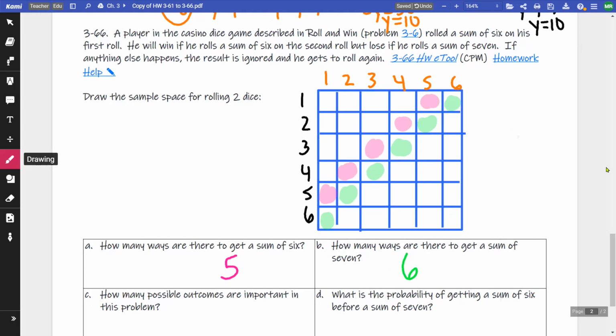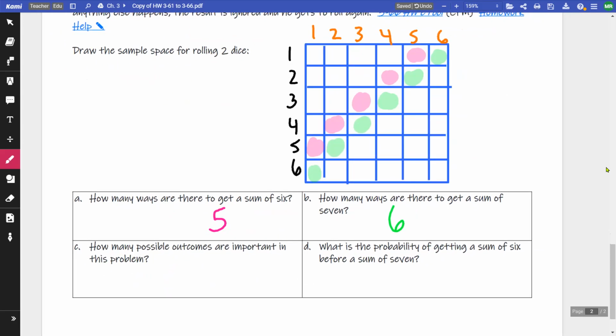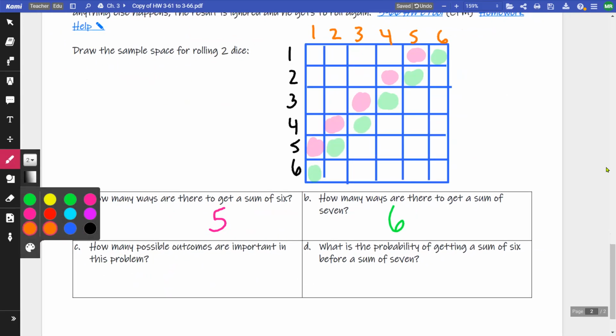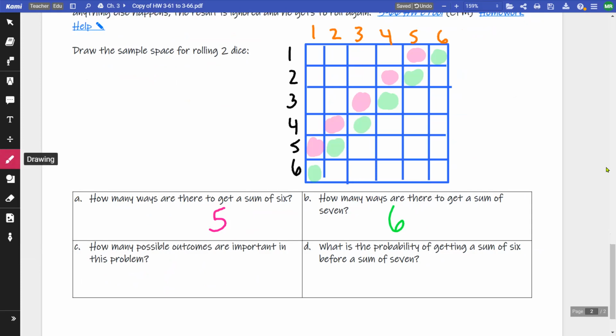So how many different outcomes do I care about in this problem? The ones I care about are the 5 sums of 6 and the 6 sums of 7, which is 11. So what's the probability of getting a sum of 6 before a sum of 7? 5 out of 11, and that's your answer.